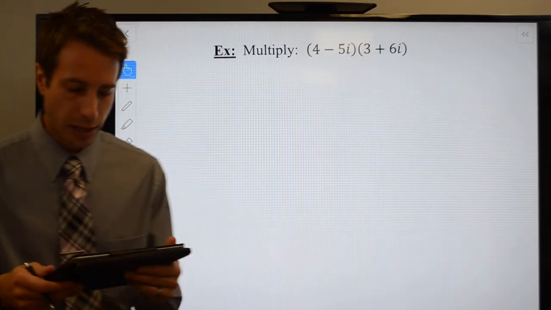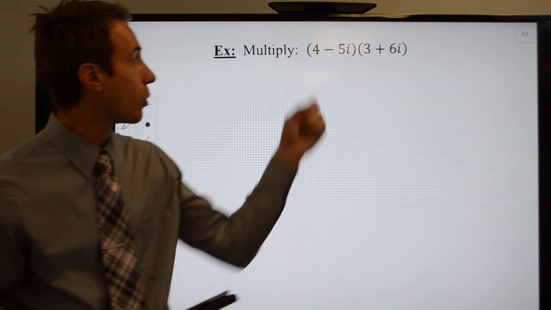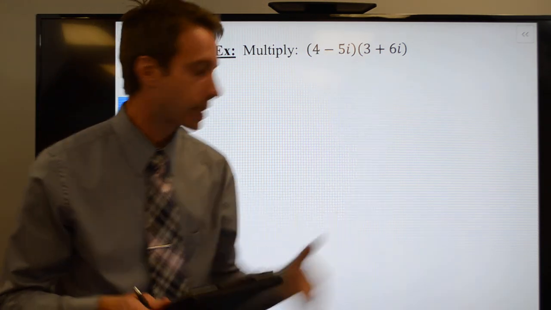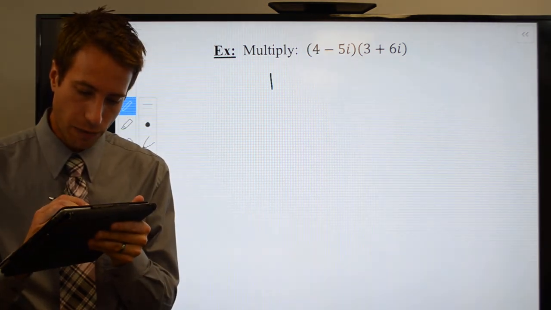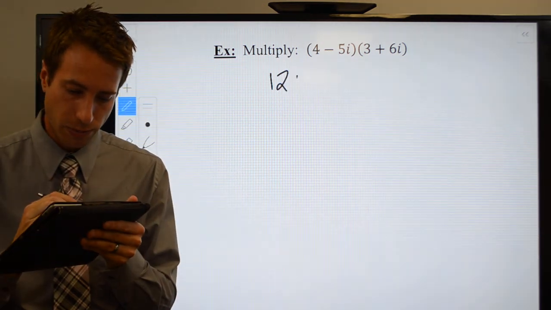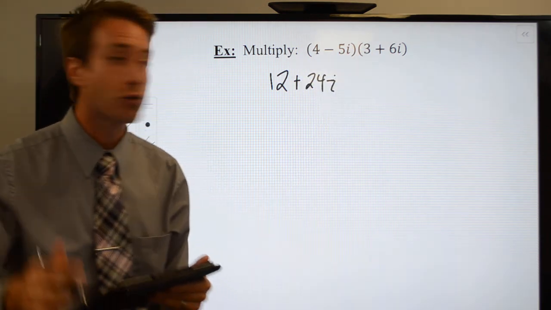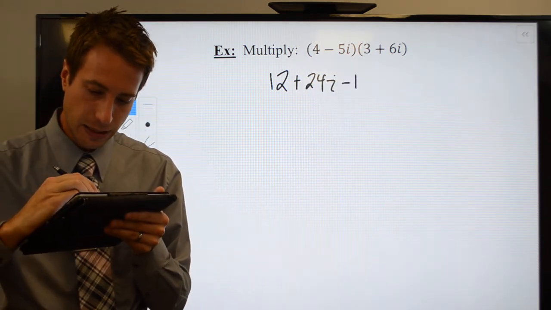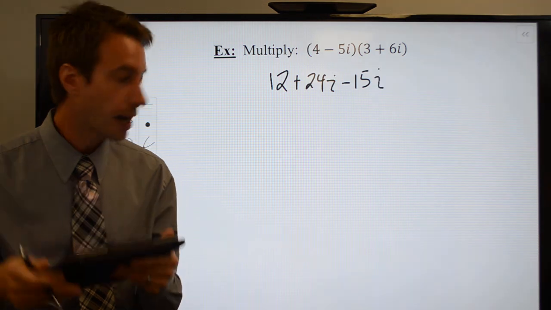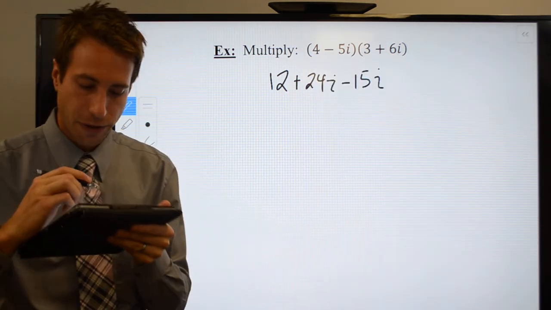Awesome. It looks like what we're going to be doing here in this one is foiling. So let's go ahead and try another foiling one. Multiply the first. 3 times 4 is going to be 12. 4 times 6 is, of course, 24, so plus 24i. Negative 5 times 3 would be minus 15i. And then negative 5 and 6 would be a negative 30.